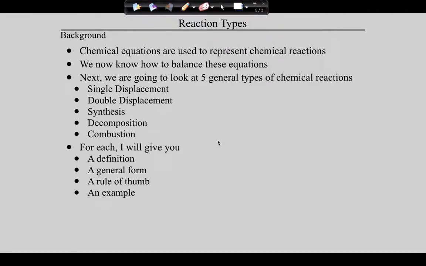Guys, this is going to become comfortingly repetitious. For each one of these 5 types of reactions, I'm going to give you first a definition. Then I'm going to give you what we call a general form, a clear understanding, I hope, of the pattern. Then I'm going to give you what we call a rule of thumb. It's the thing to look for in order to identify that type of reaction. And then, guys, I'm going to give you an example.